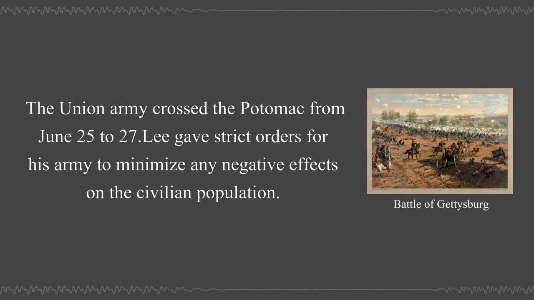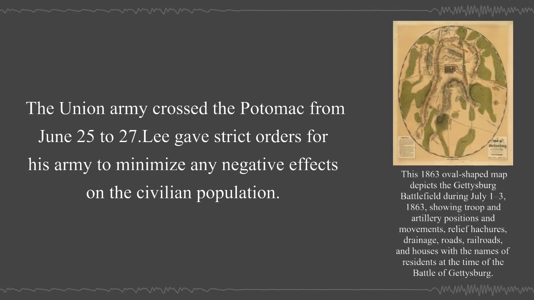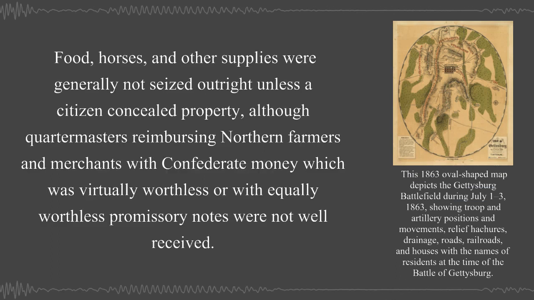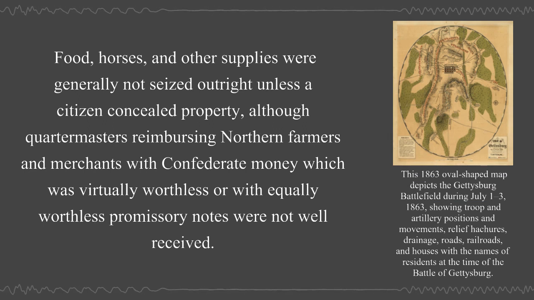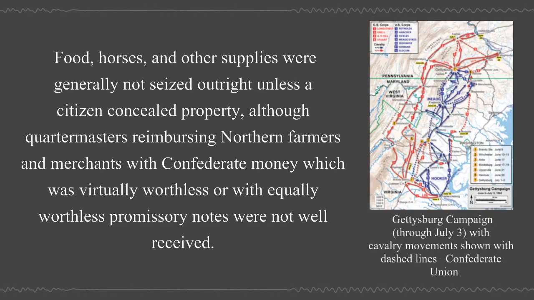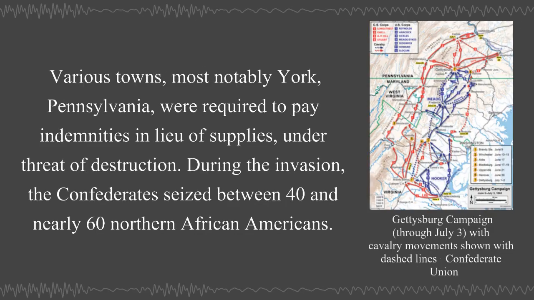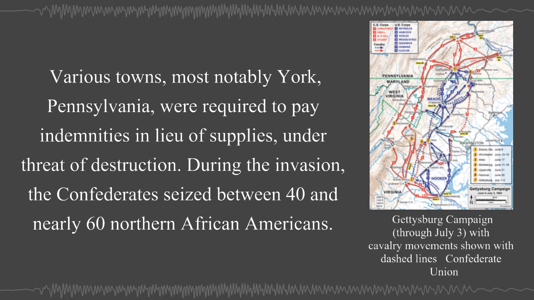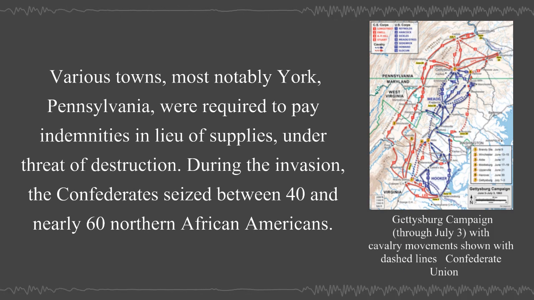Lee gave strict orders for his army to minimize any negative effects on the civilian population. Food, horses, and other supplies were generally not seized outright unless a citizen concealed property, although quartermasters reimbursing Northern farmers and merchants with Confederate money, which was virtually worthless, or with equally worthless promissory notes, were not well received. Various towns, most notably York, Pennsylvania, were required to pay indemnities in lieu of supplies, under threat of destruction.